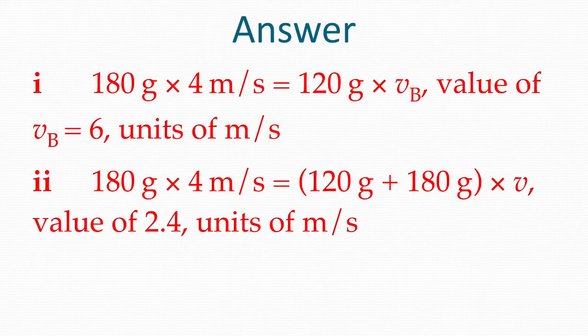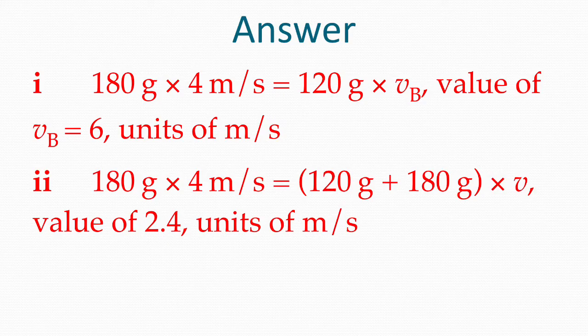For the first question, all you have to do is find out the total momentum in the system before the collision, which is the mass of trolley A times the speed of trolley A, 180 times 4, and that will be equal to the mass of trolley B times the velocity of trolley B after the collision. If you divide the total momentum by the mass of trolley B, that will give you the final velocity of 6 meters per second.